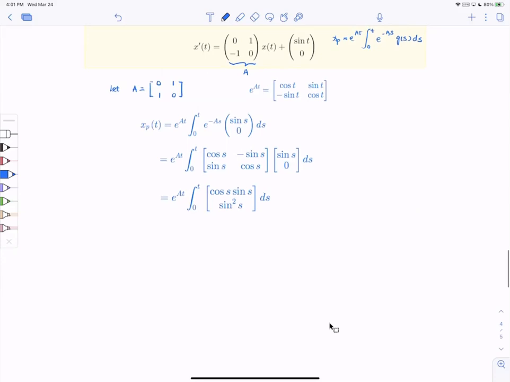Wait, why did the sign switch? Where? Here? Switch from here? Minus from the exponent. Yeah, exactly.